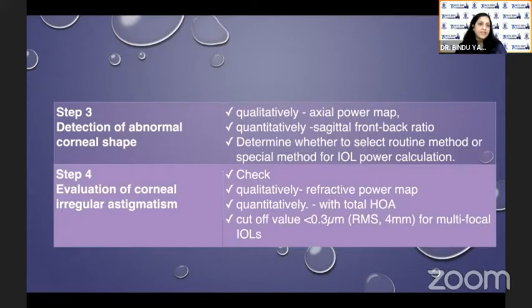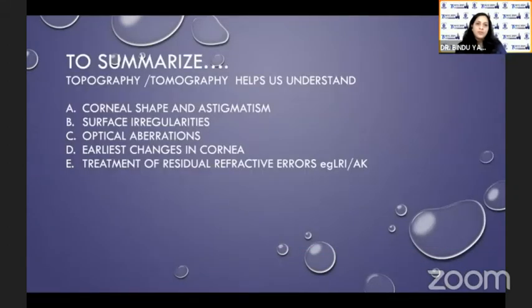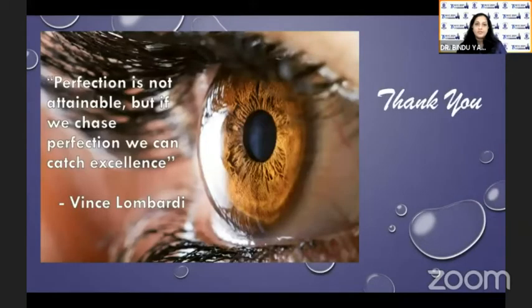And that is here. In the evaluation of corneal irregular astigmatism, the cutoff value should be less than 0.3 micron for any premium IOL to be implanted. So to summarize, topography or tomography helps us understand the shape, the type of astigmatism, irregularities, aberrations, the earliest changes in the cornea, and also some residual errors, if we come across them, which can be treated. Thank you for your patient hearing.